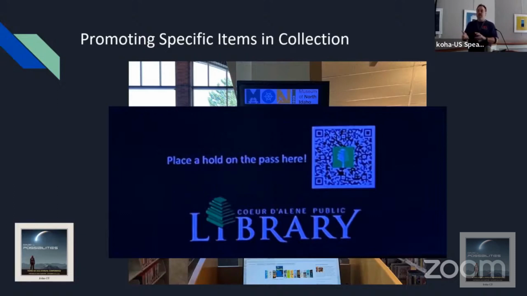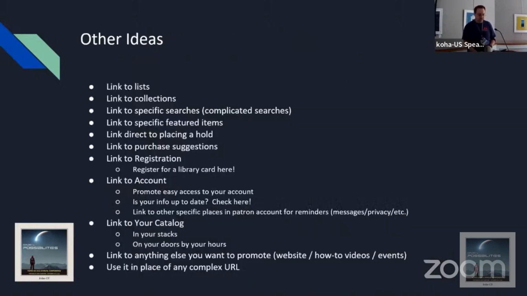So you can have QR codes point to a lot of things in the catalog. You can point people to QR codes for registration. You can point QR codes for lists. You can point QR codes straight to a hold on a particular item. So there are a lot of things that you can do with that. In fact, there's a whole list of things there.